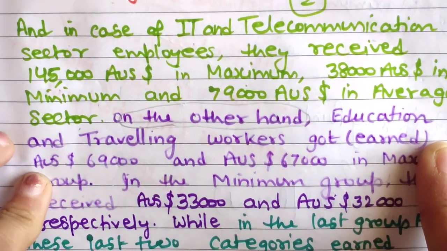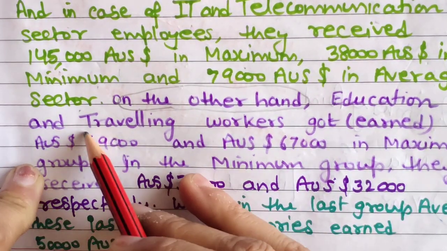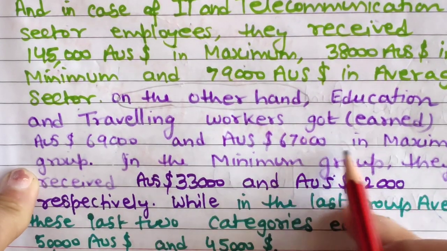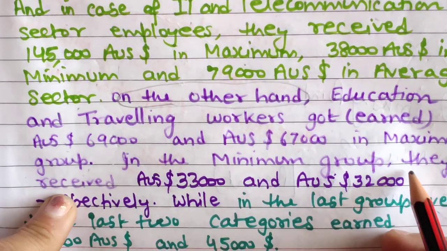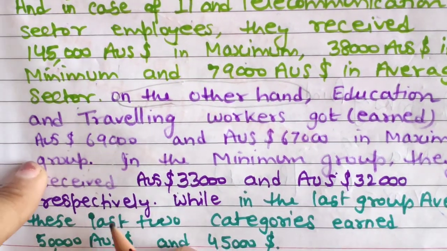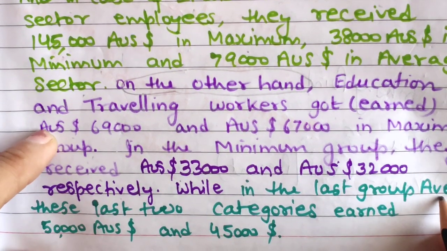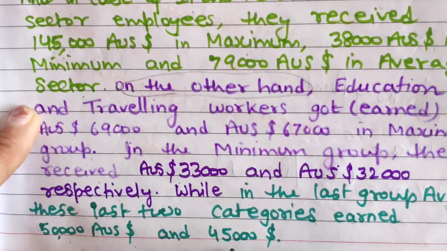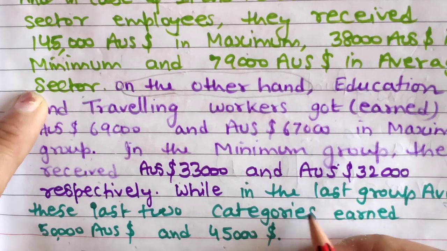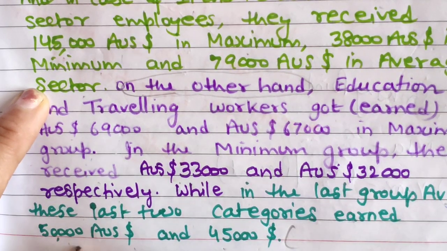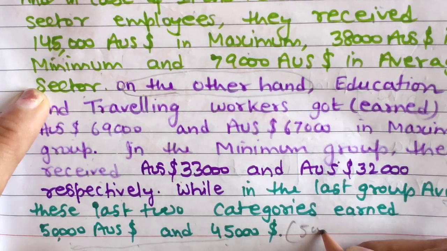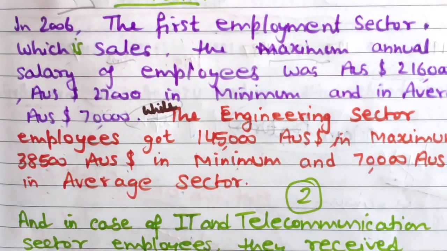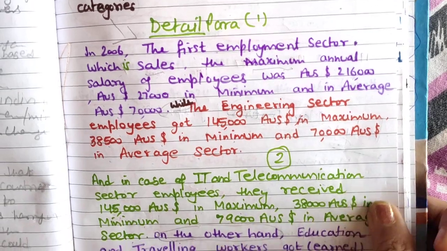Okay, now the next 2 categories I have combined. Education and traveling workers earned this much and this much in the maximum group. In the minimum group, they received this much and this much respectively, while in the last group, average, these last 2 categories earned 50,000 Australian dollars and 45,000. Here, if you want, you can bring in the difference also. Instead of writing this, you can bring the 5,000 difference. So you can just write like this. I have told you a simple method. You can just note it down.